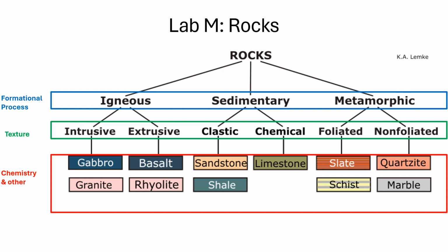Metamorphic rocks are formed from other rocks that have changed. We can divide metamorphic rocks into foliated rocks, which have a characteristic banded or striped pattern, and non-foliated metamorphic rocks, which don't.